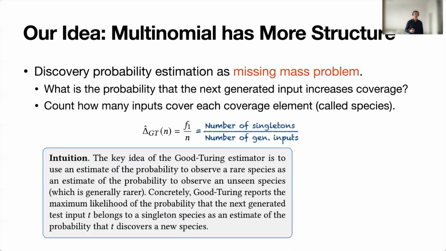So the key idea of Good-Turing is essentially to take the proportion, the probability to observe a rare species, as an estimate of the probability to observe an unseen and even rarer species.